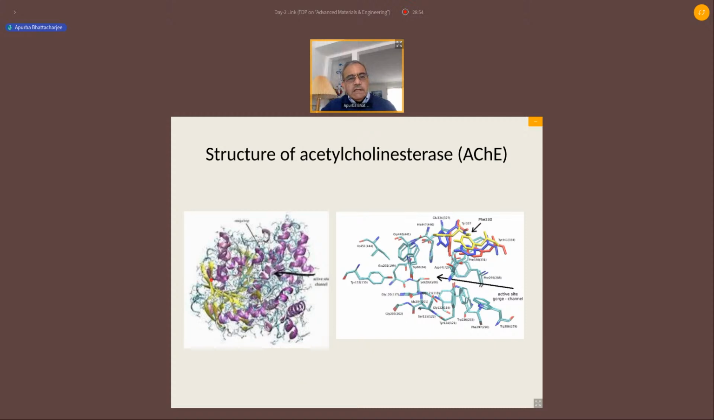So this is the structure of the acetylcholinesterase. And you see, this is the active site of this molecule. It's a 20 angstrom gorge here. So the compound, the oxime, will have to enter through this and then knock out the organophosphorus compound.